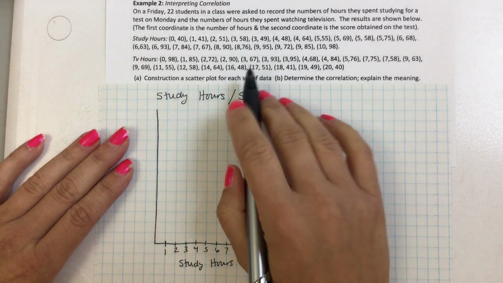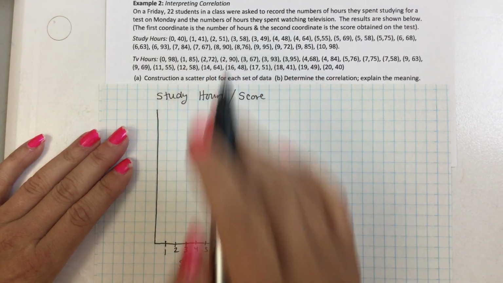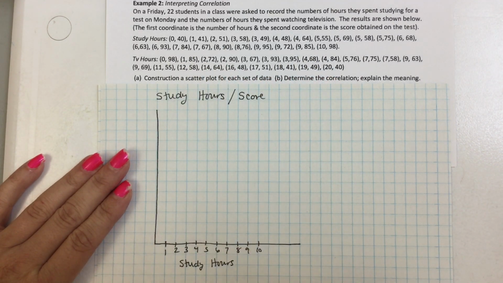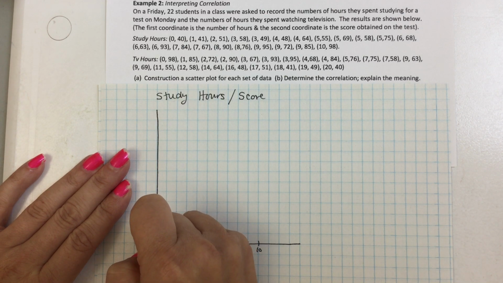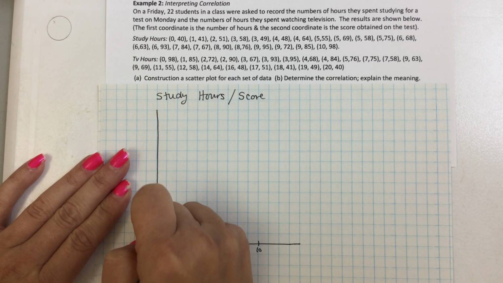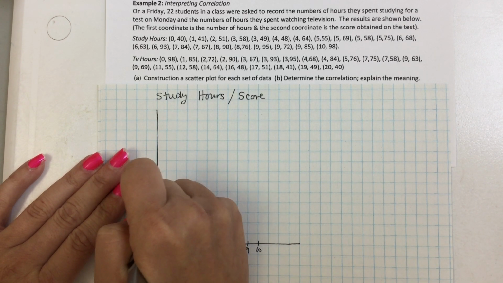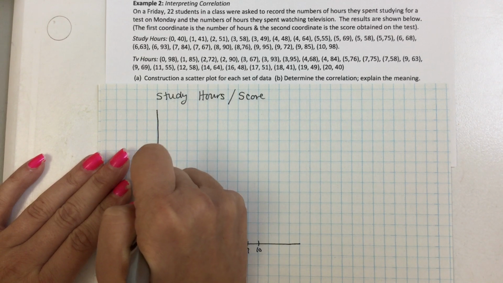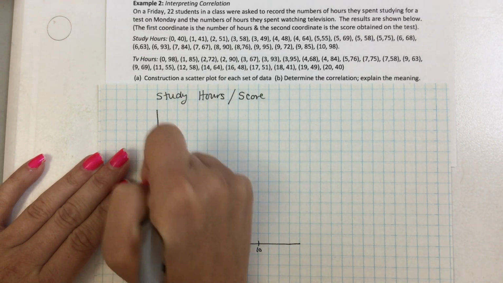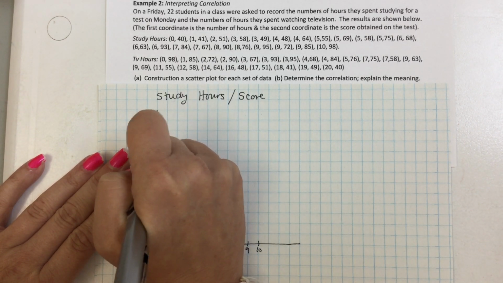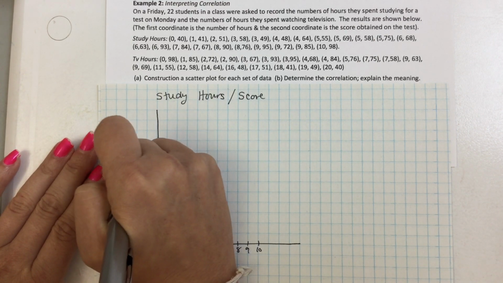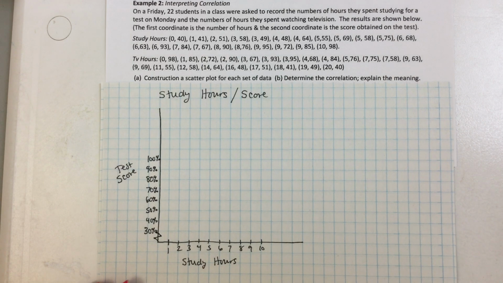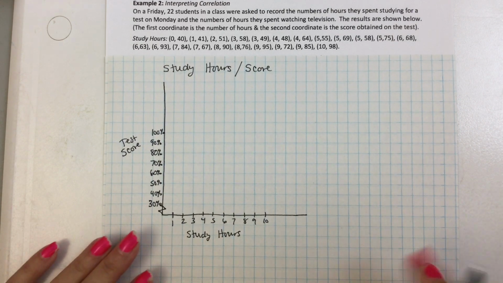Now the score, the highest score I see is a 98. The lowest is a 40. So I'm going to go ahead and do a break symbol, and I'm going to start at 30. So 30, 40, 50, 60, 70, 80, 90, 100. This is the test score. Okay, so let's go ahead and plot these ordered pairs.